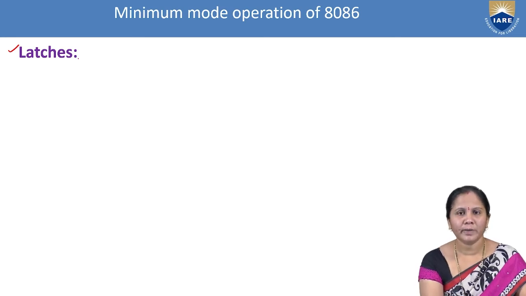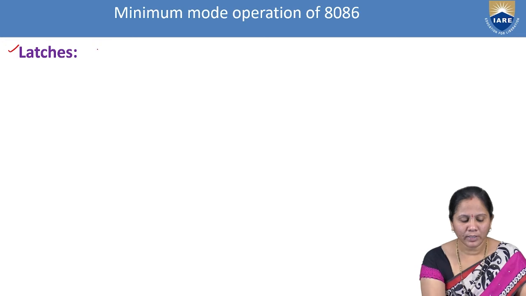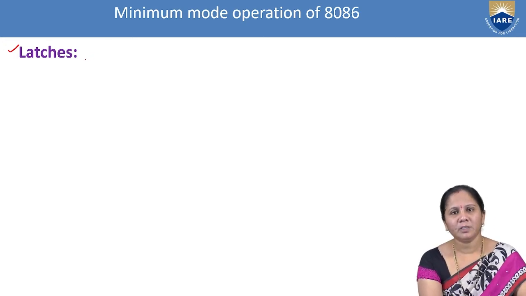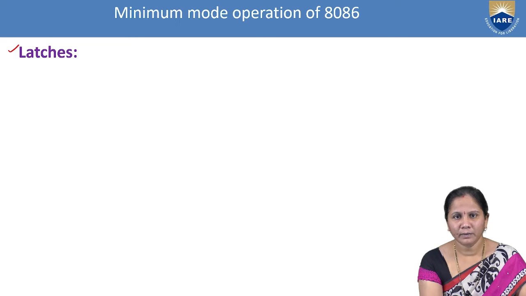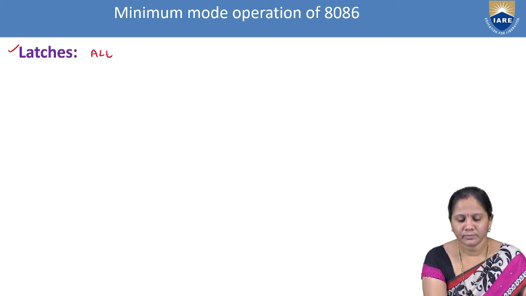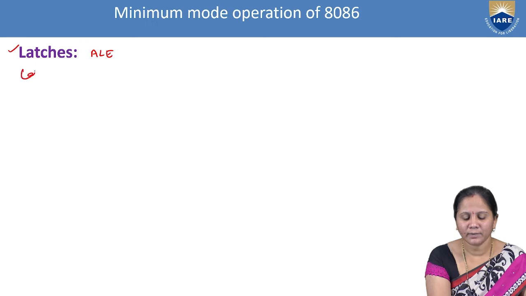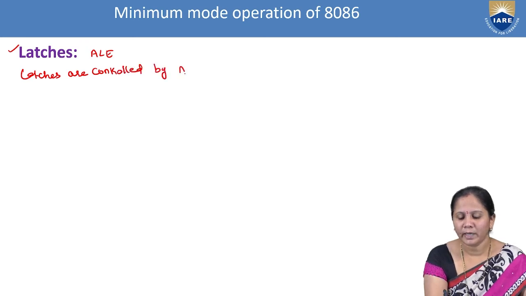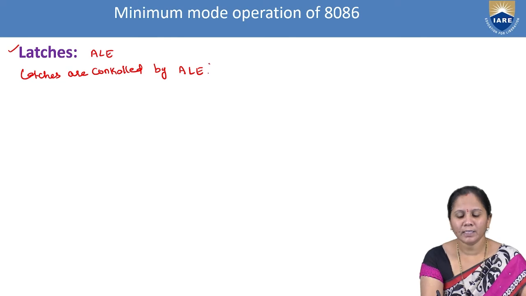Coming to the first component, latches. In the block diagram we have seen that latches are there. The latches will be controlled by the signal which is provided by the 8086 microprocessor. That signal is called ALE. So these latches are controlled by the ALE signal. ALE stands for address latch enable.